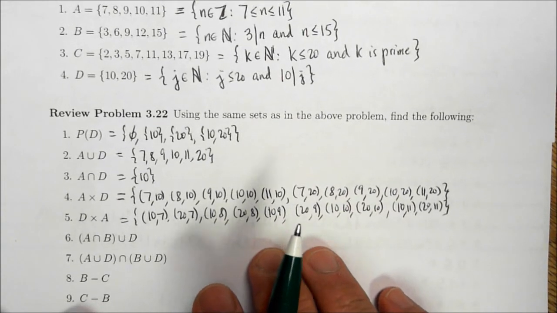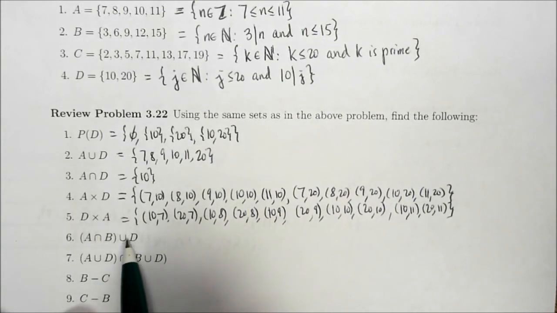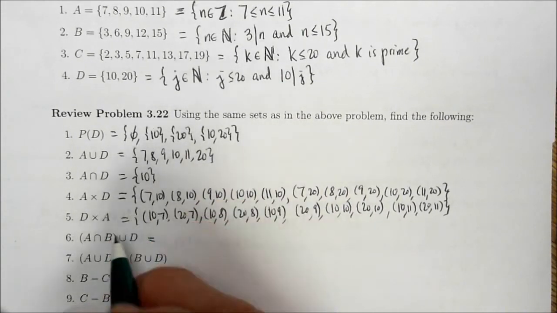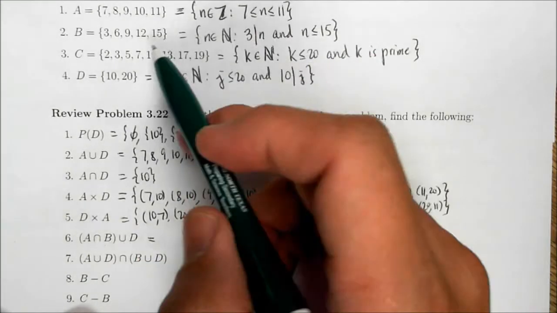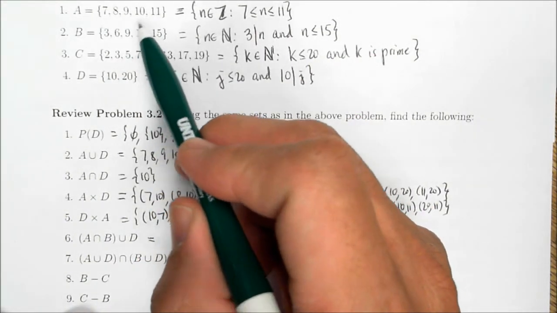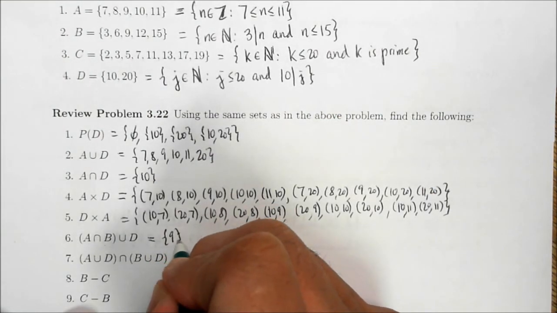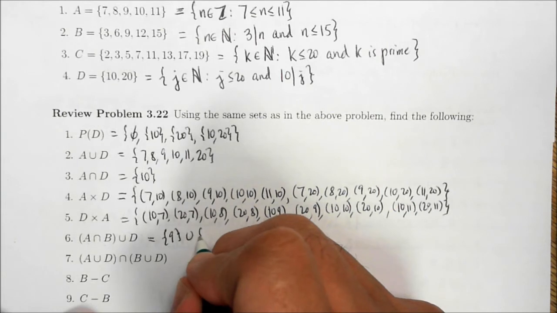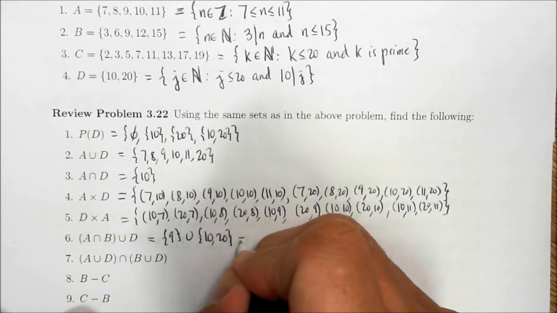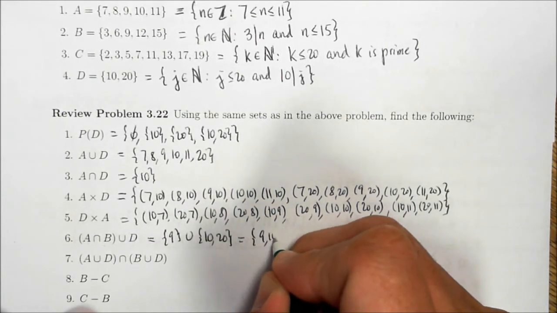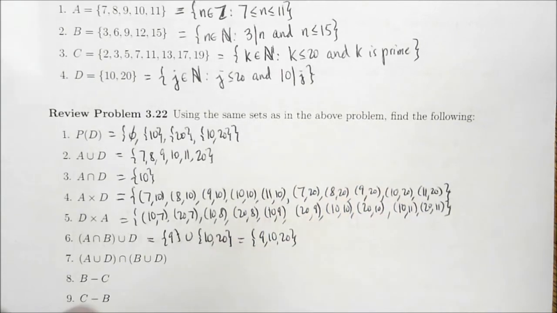Okay, number 6. A intersect B union D. So this says figure out A intersect B first. A intersect B, 9 is common to both lists, and that's it. So 9 union D, 10, 20. And so that's going to be just simply 9, 10, and 20, this set with 3 elements.